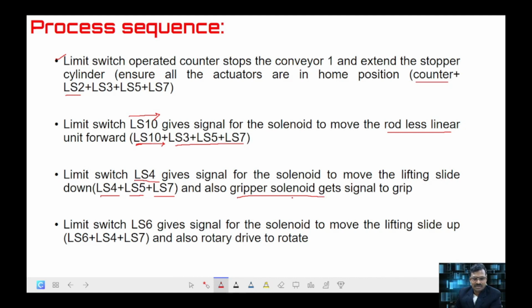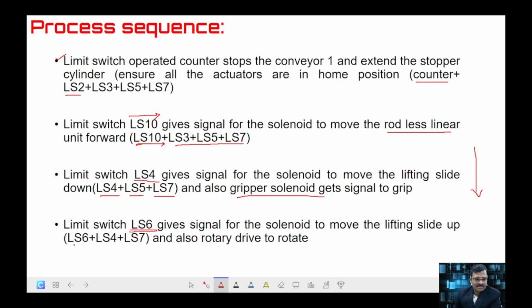So two things are happening here. One is the lifting slide going down, and also the gripper solenoid is getting the signal, so that it is ready to grip the object. When it is going down, at the same time the gripper cylinder is also getting the signal, so that the gripper is turned on. Once the forward motion of this lifting slide is reached, LS6 will be actuated.